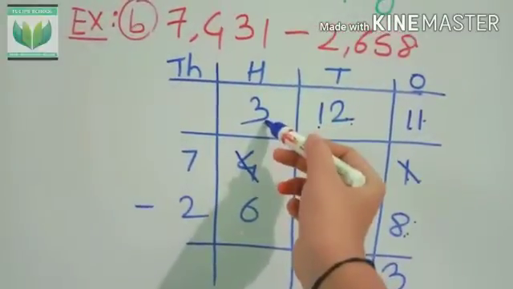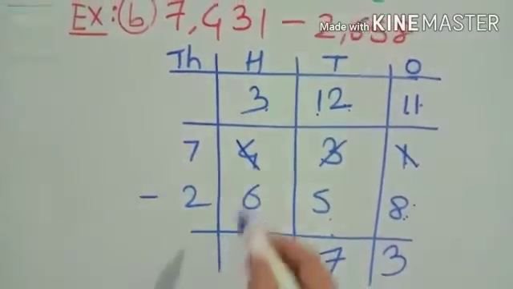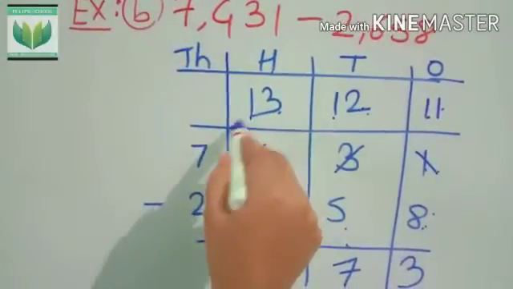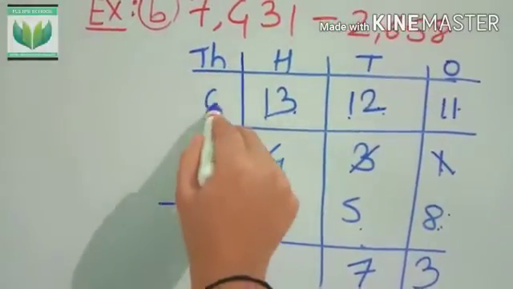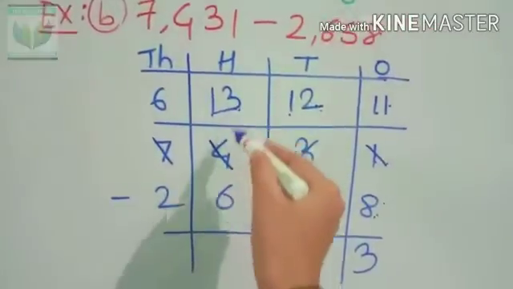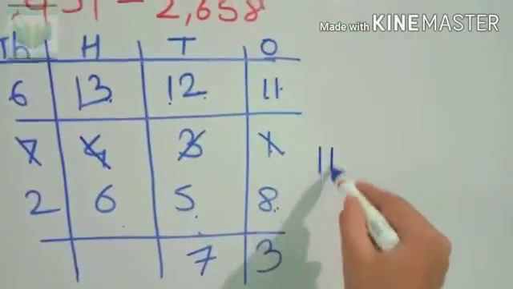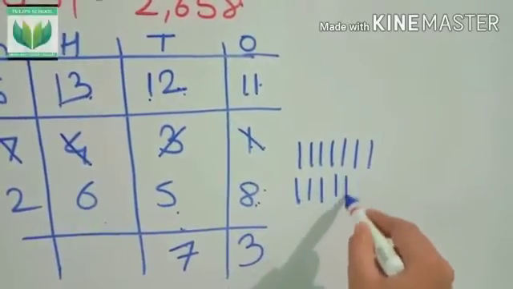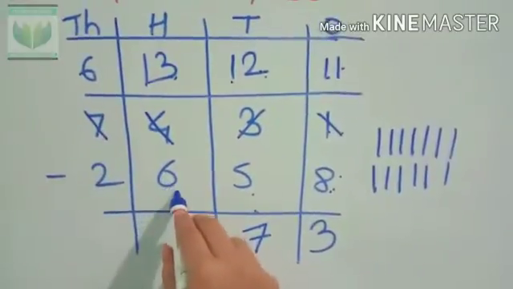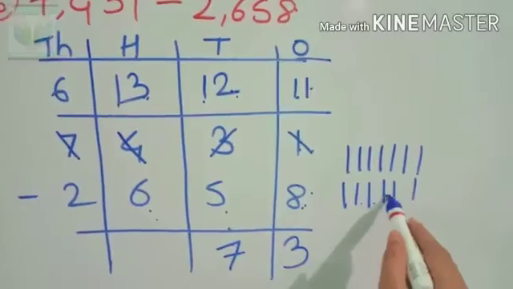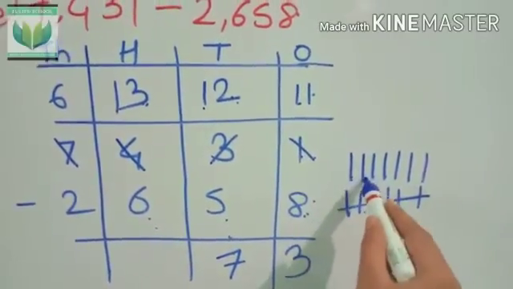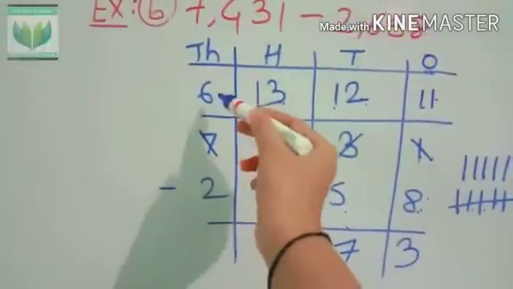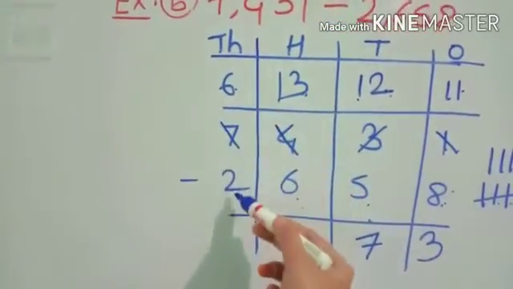Again here small number minus big number. Now write 1 in front of the 3. This 1 we taken from the 7. Now here it becomes 6. Now 13 minus 6. 1, 2, 3, 4, 5, 6, 7, 8, 9, 10, 11, 12, 13. How many do we have to cut? 6. 1, 2, 3, 4, 5, 6. Remaining 7. Now this is easy because here it is big number minus small number.